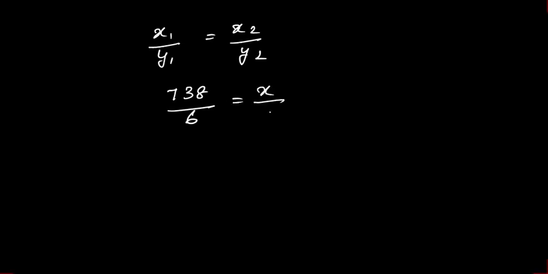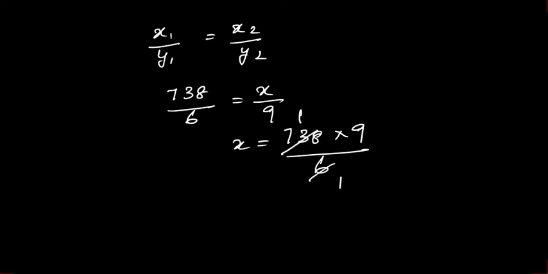So we'll take x1 by y1 is equal to x2 by y2. So the values are 738 divided by 6, which is equal to x divided by 9. From here you get x value to be 738 into 9 divided by 6. So when you cancel, you will get 123. 123 into 9, you will get 1107.